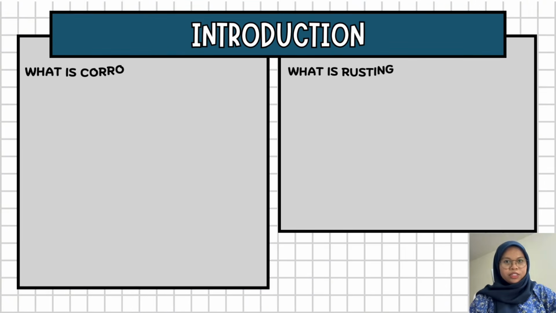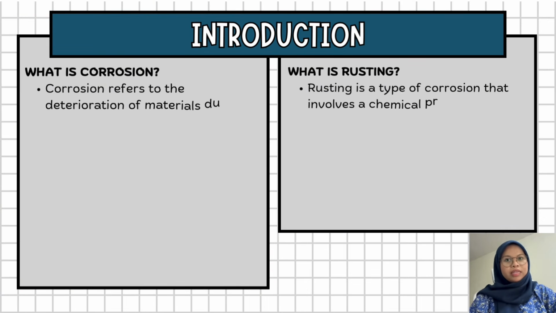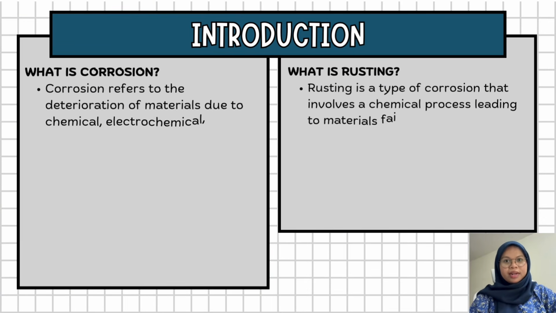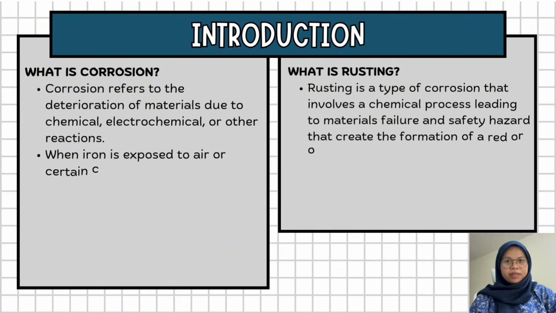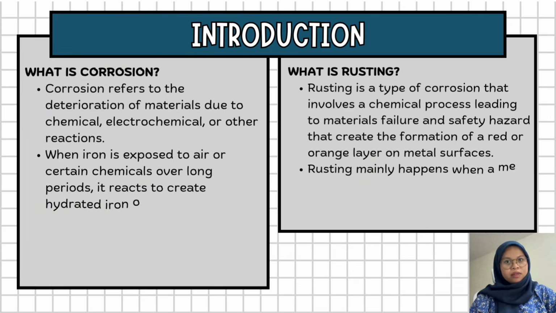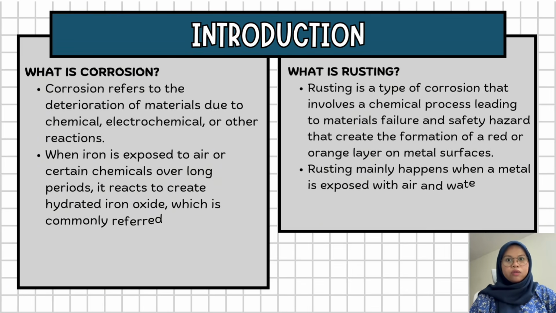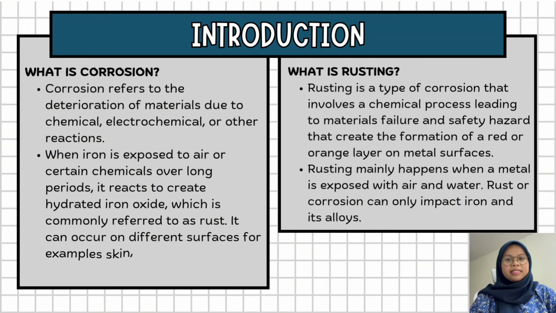What is corrosion? Corrosion refers to the deterioration of material due to chemical, electrochemical, or other reactions. When iron is exposed to air and certain chemicals over a long period, it reacts to create hydrated iron oxide, which is commonly referred to as rust. It can occur on different surfaces, for example, skin, woods, and metal.